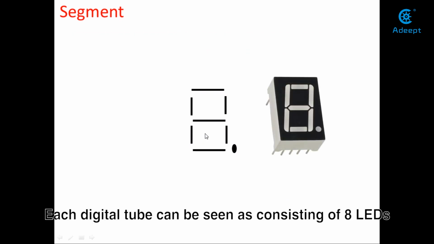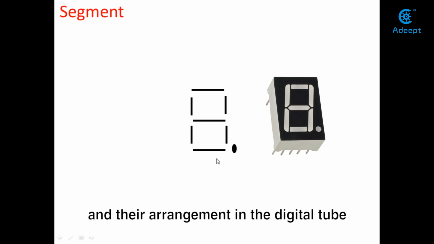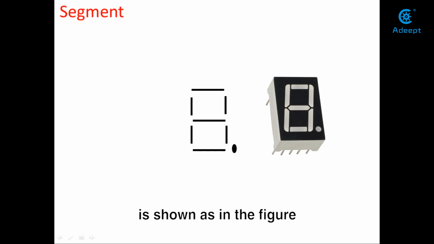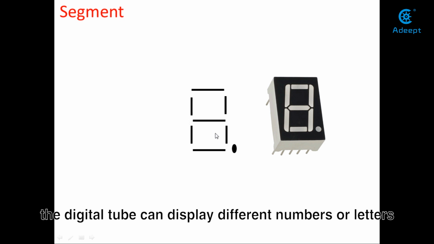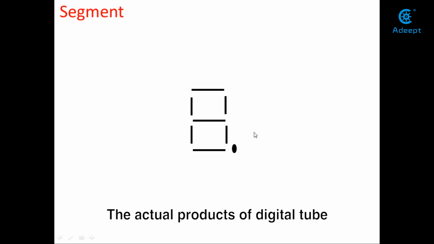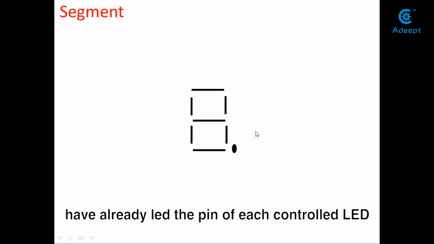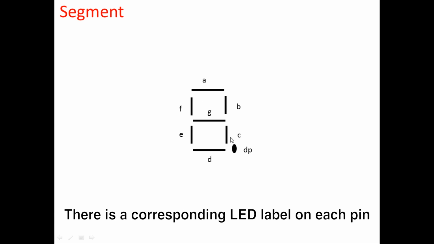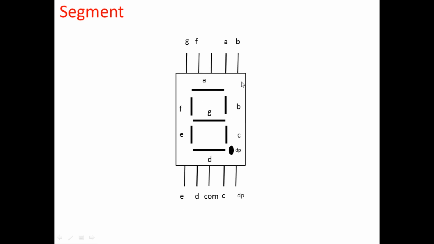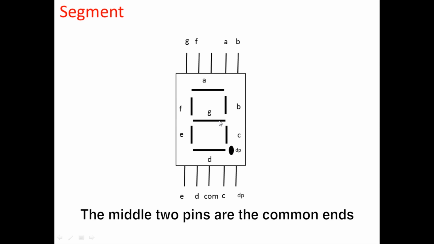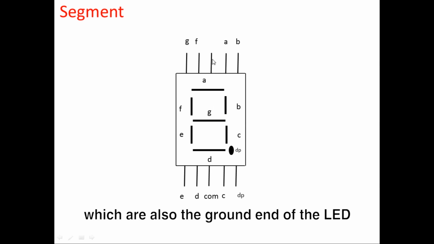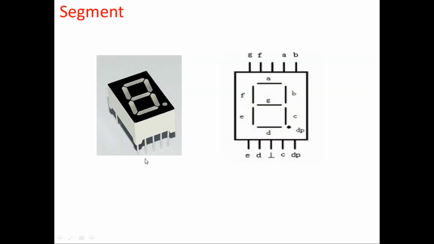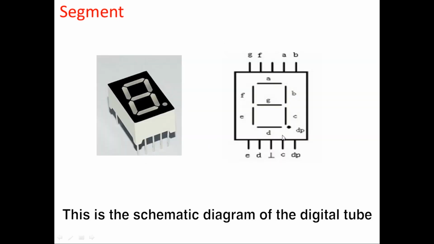Each digital tube can be seen as consisting of 8 LEDs, and their arrangement in the digital tube is shown in the figure. By lighting different LEDs, the digital tube can display different numbers or letters. The actual products of digital tube have already led out the pin of each controlled LED. There is a corresponding LED label on each pin. The middle 2 pins are the common ends, which are also the ground end of the LED. This is the schematic diagram of the digital tube.